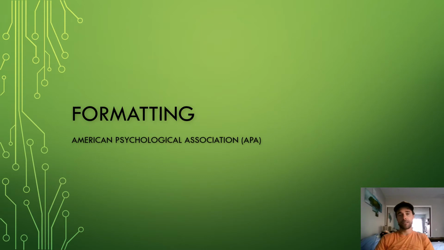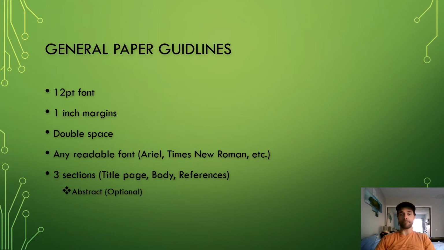In this class and many of your other classes, you are going to be asked to format papers using the APA style of formatting, the American Psychological Association style of formatting. Now, some general guidelines for APA formatting. Typically we want 12-point font, 1-inch margins all the way around, and double spacing.